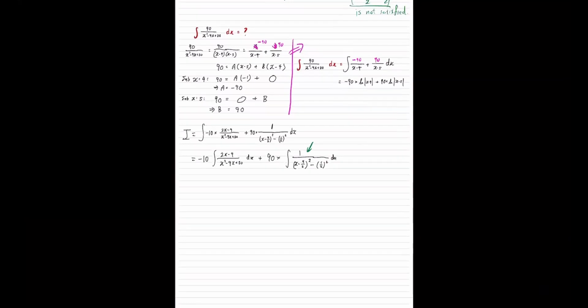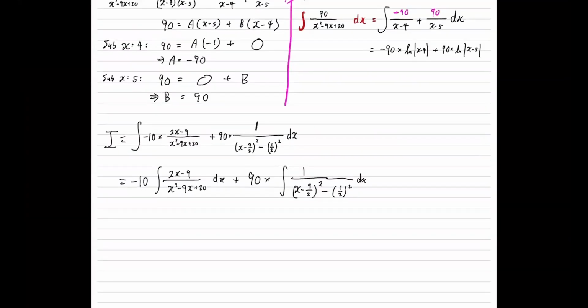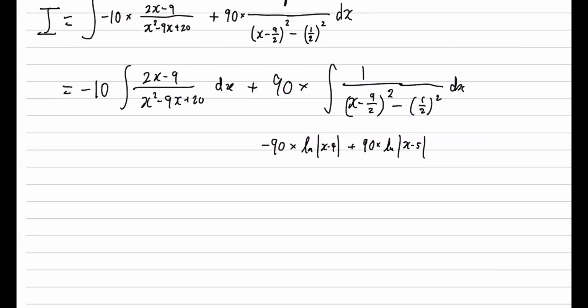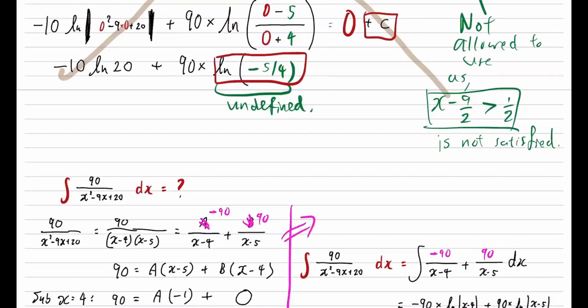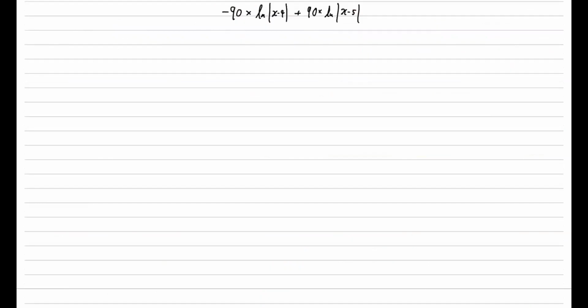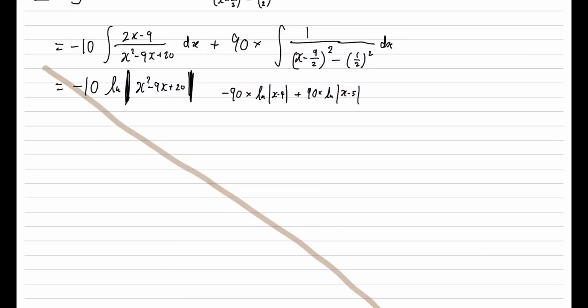I equals to this one, and finally we can replace that integral with negative 90 ln|x minus 4| plus 90 times ln|x minus 5|. And this front term, sorry, I'm moving around a lot. I hope you're not confused. It's okay. So this front part here is okay.